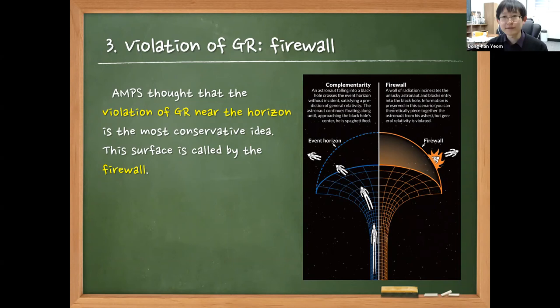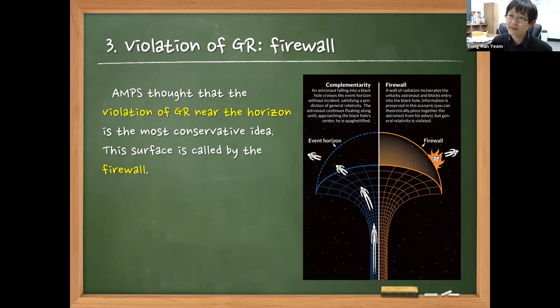So this is a stronger version of the membrane. So there is a very strong membrane. The original membrane picture or stretched horizon picture is that the infalling observer sees nothing special. But now in this strong version of the membrane or firewall picture, there is no infalling observer. The infalling observer will break down near the horizon. And then there is no paradox. You can reconcile the tensions between the assumptions.